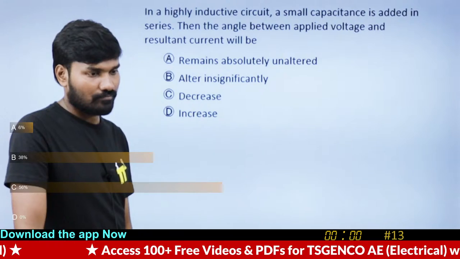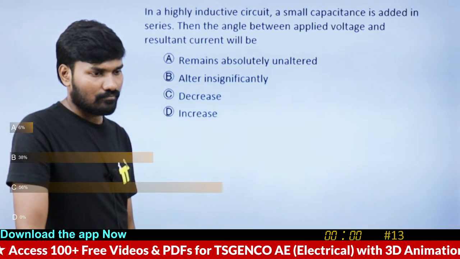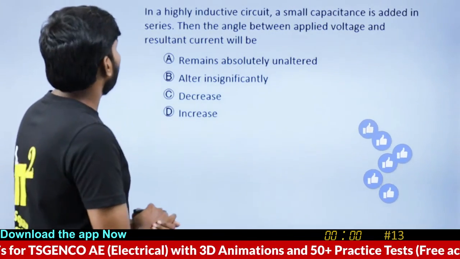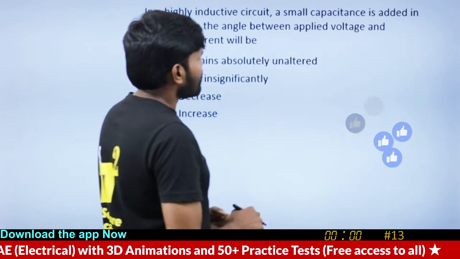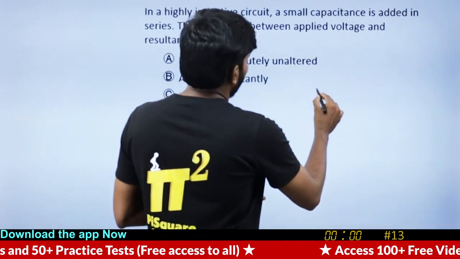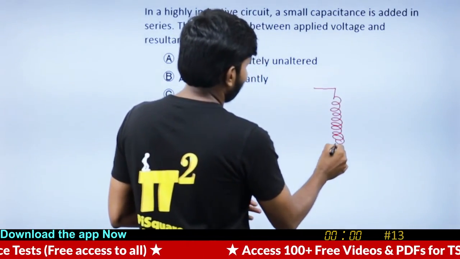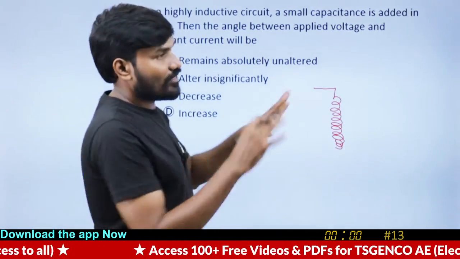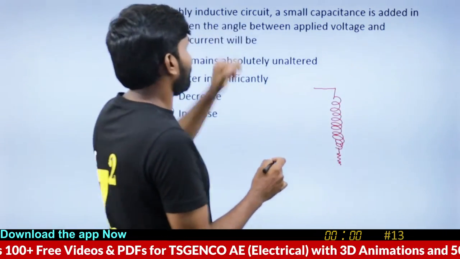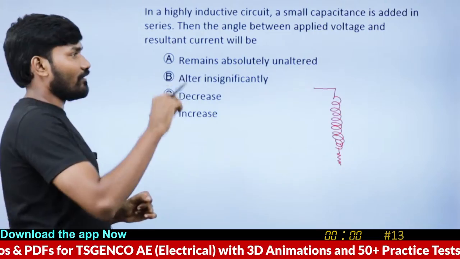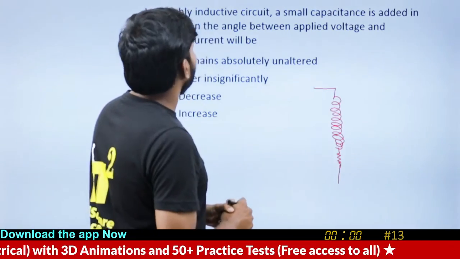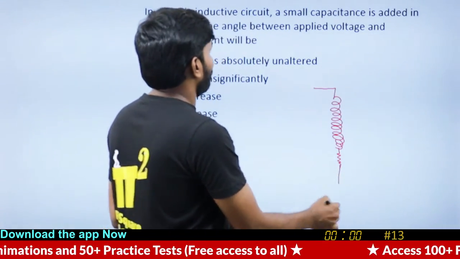Time's up. Mixed answers again for this. Let's see. In a highly inductive circuit, a small capacitance is added in series. Highly inductive circuit does not mean that there is no resistance. It means a small amount of resistance, not purely inductive. There is a difference between purely inductive and highly inductive. A very small amount of resistance is there in the circuit, and a small value of capacitance is added to this.